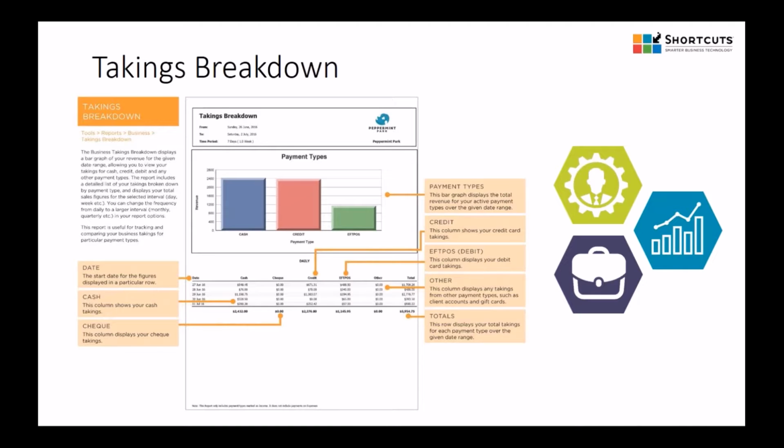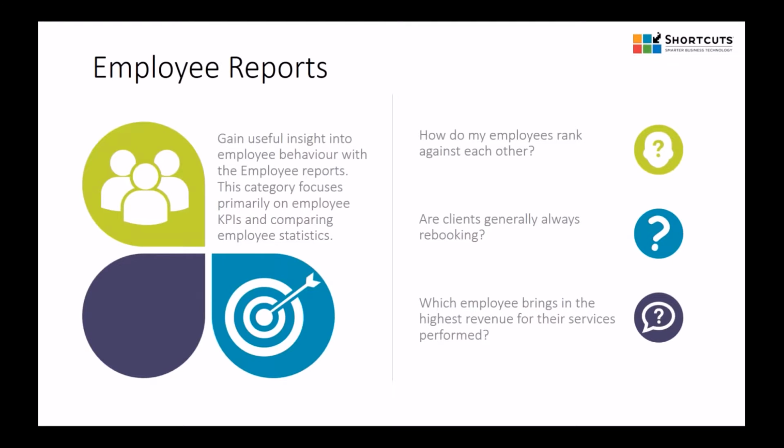Now, we were talking earlier just about employees and keeping track of your staff. You probably need to gain useful insight into employee behavior and trends. There is a bunch of those employee-based reports. As I said earlier, basically you can set KPIs comparing employee statistics. This will be showing you who's your highest ranking staff member. Are clients generally always rebooking with that specific staff member versus someone else? And which employee is actually bringing the most revenue?